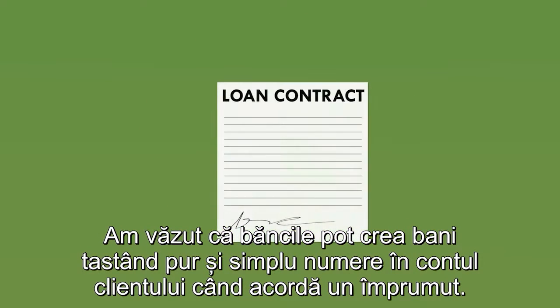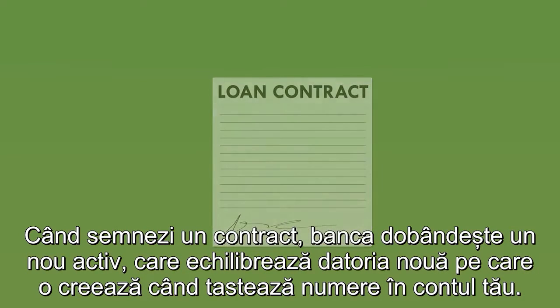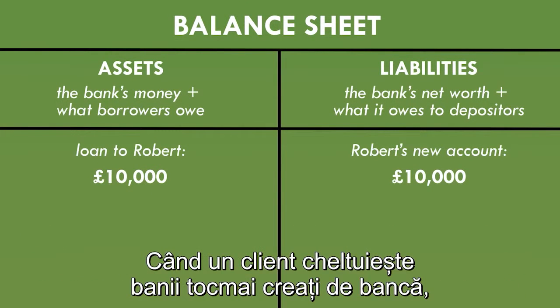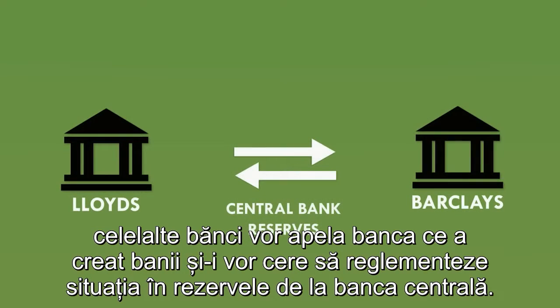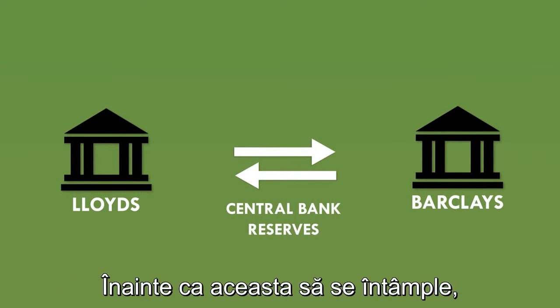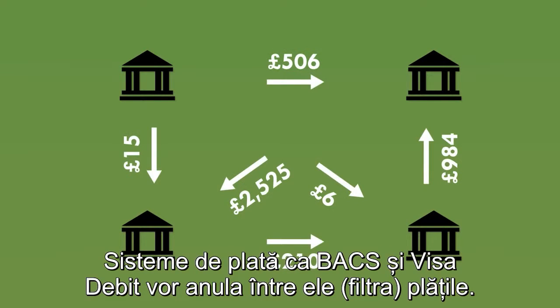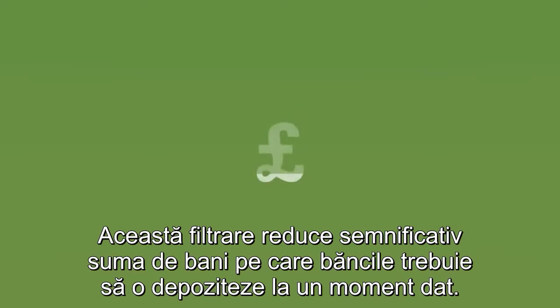We saw that banks can create money by simply typing numbers into a customer's account when they make a loan. When you sign the contract, the bank gets an asset that balances out the new liability they create when they type numbers into your account. When a customer spends the money the bank has just created, and those payments go to the customers of other banks, then the other banks will call the bank that created the money and ask for them to settle in central bank reserves. But before this happens, payment systems like BACS and Visa Debit will cancel out the payments against each other, so that only the net difference at the end of the day has to be settled, i.e. transferred between the banks. This netting out significantly reduces how much money banks really need to keep at any particular time.